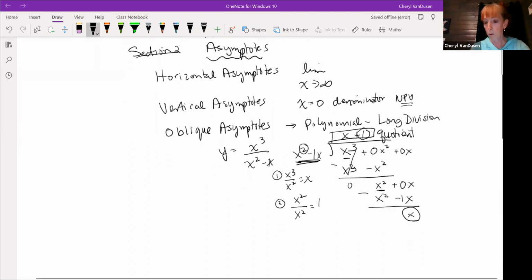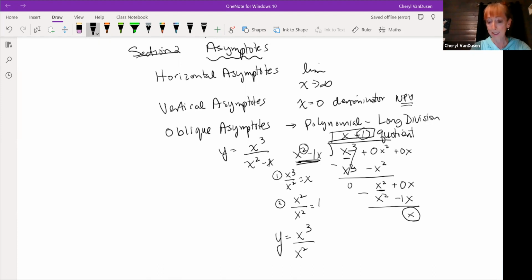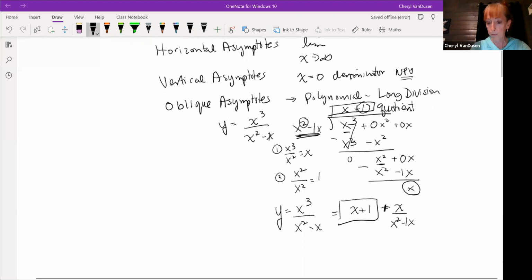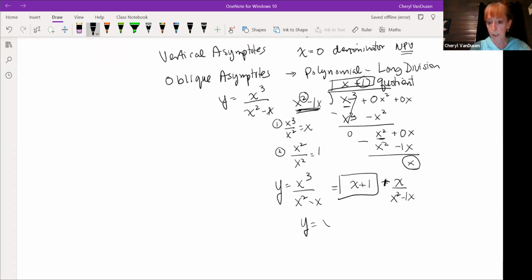And so we would write our answer here. The quotient is our actual answer for our oblique asymptote. If you've done math 30-1 fairly recently, this might ring a bell for you, as we get x plus 1 plus the remainder of x over x squared minus 1x. So this piece is the oblique asymptote: y equals x plus 1. Sorry about that, I should have had an x in the divisor there.